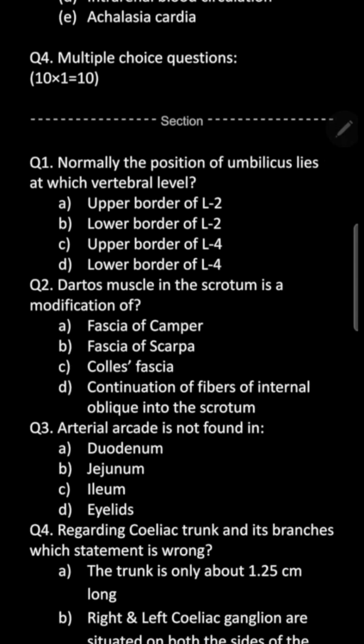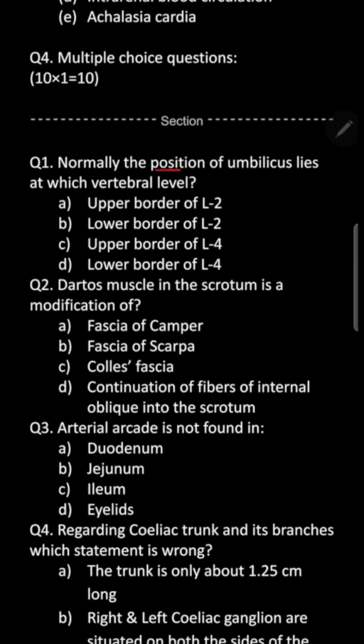Now the MCQs. Question number 1. Normally the position of umbilicus lies at which vertebral level? Upper border of L2, lower border of L2, upper border of L4, lower border of L4. So remember, it's the lower border of L1 which is called the transpyloric plane, and lower border of L2, or preferably the upper border of L3, is called the subcostal plane, and the lower border of L4 is called the intertubercular or the transtubercular plane.